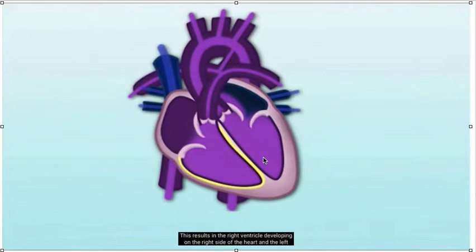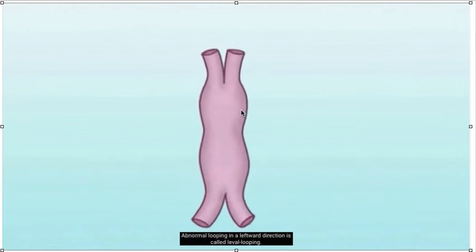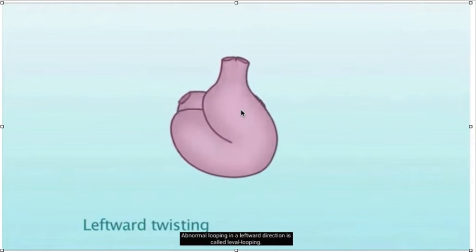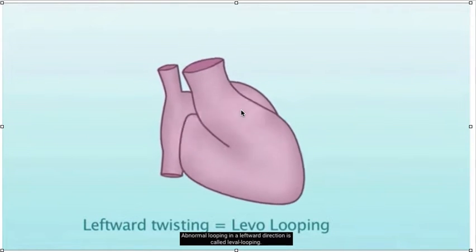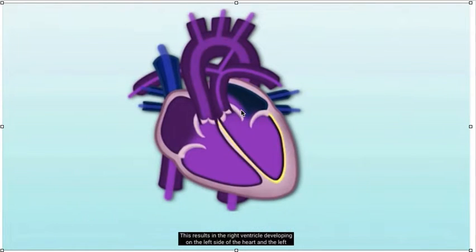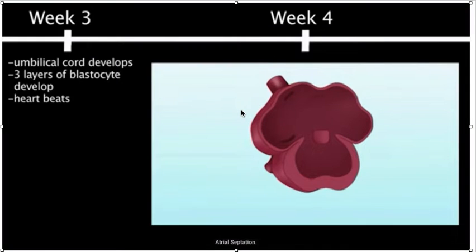After which you can see the chambers of the heart are placed. At times there is abnormal looping called the levo-looping. So this causes a change. Now week 4, you can see the atrial septum and the ventricular septum is going to form.